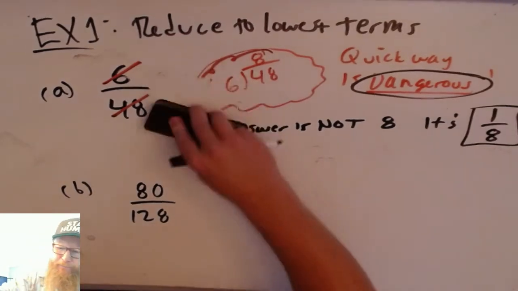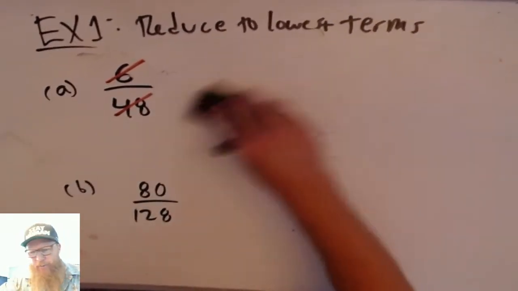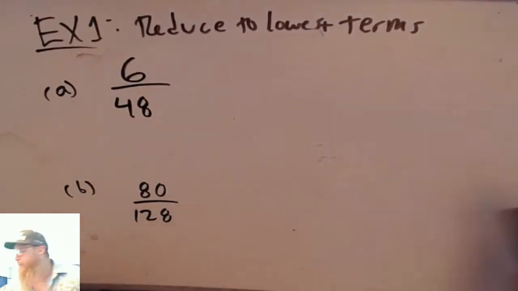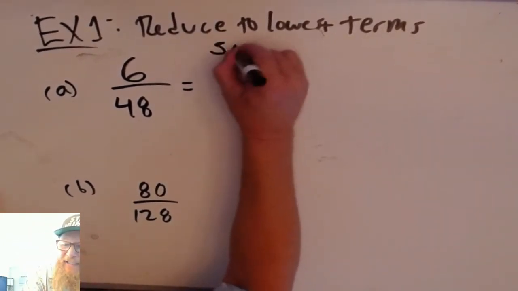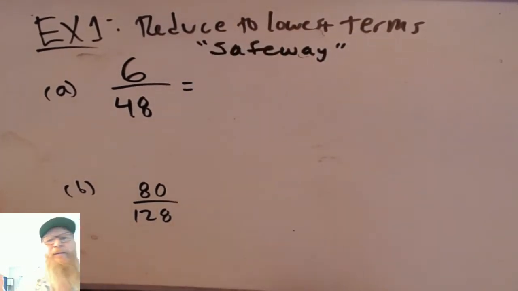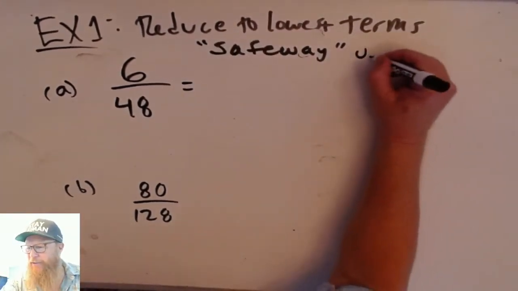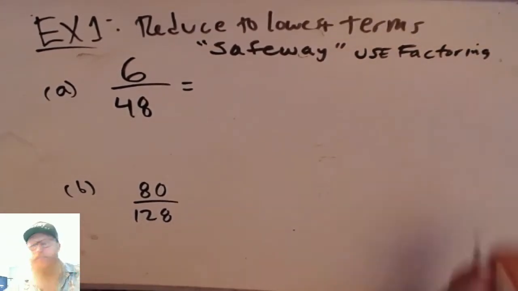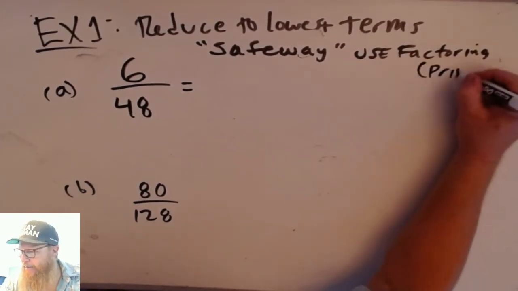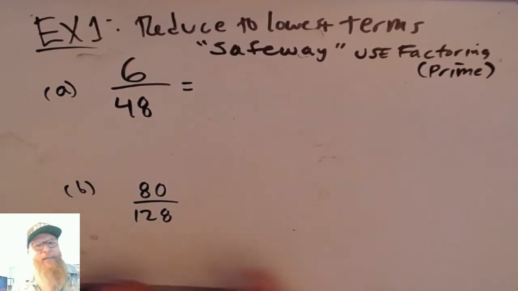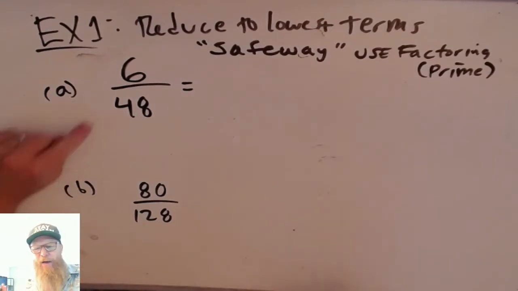All right. I'm not going to do the dangerous way. I'm going to show you the right way to do it. The proper way, I call the safe way. The safe way is to use factoring. If possible, prime factoring is the best. Sometimes I won't go all the way to primes if I notice there's a quicker or just as effective way of doing it. But I'm going to go ahead and do prime factors today.